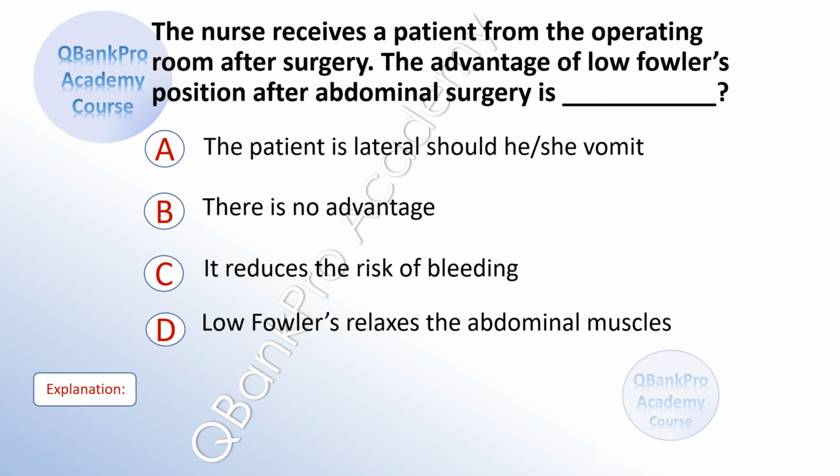The nurse receives a patient from the operating room after surgery. The advantage of Low Fowler's position after abdominal surgery is A. The patient is lateral should he or she vomit. B. There is no advantage. C. It reduces the risk of bleeding. D. Low Fowler's relaxes the abdominal muscles.